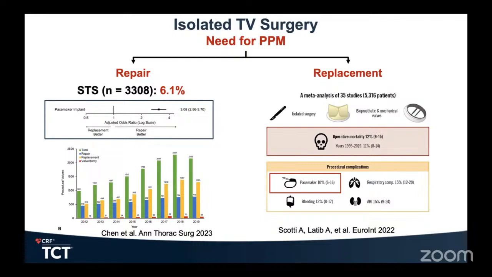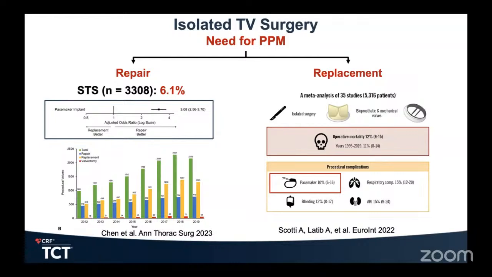On the left is the latest analysis from the STS registry on patients undergoing isolated tricuspid valve repair. Based on this registry, the risk of necessitating a permanent pacemaker at 30 days is 6%. As you can see at the bottom, however, the total number of procedures, in particular repair in blue, is more or less stable. There is a huge increase in replacement.